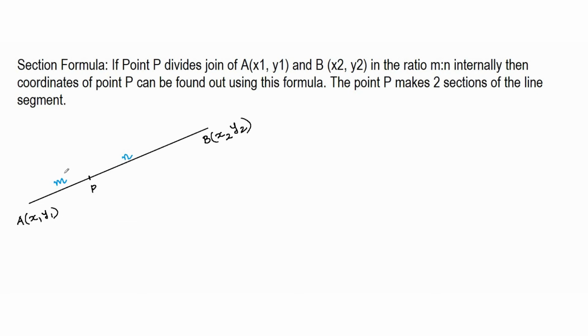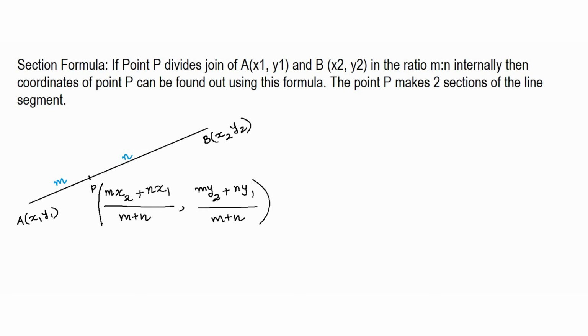There is a very nice and easy pattern to remember the x and y coordinates of P. Cross multiplication is a great tool here. So m multiplied by x2, that's mx2, plus n multiplied by x1, that's nx1, divided by m plus n, comma, to find the y coordinate, again you take the y coordinates of A and B and use the cross multiplication. So that's my2 plus ny1 divided by m plus n. These are the coordinates of point P.